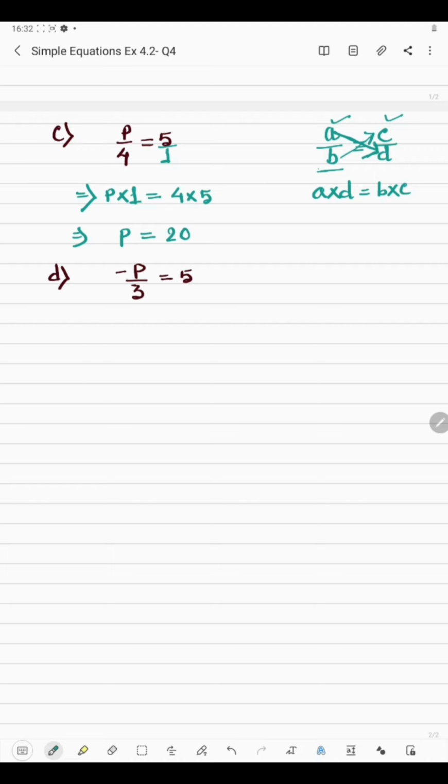Okay, now in the next part we have minus p by 3 is equal to 5. Here also this is the same as the previous one. Here no digit is given, so we can consider it as 1. Now this is a by b is equal to c by d form, so we can do cross multiplication. So p into 1, here p is minus, so we will put a minus sign, is equal to 3 into 5. So minus p into 1 is minus p, and 3 into 5 is 15.